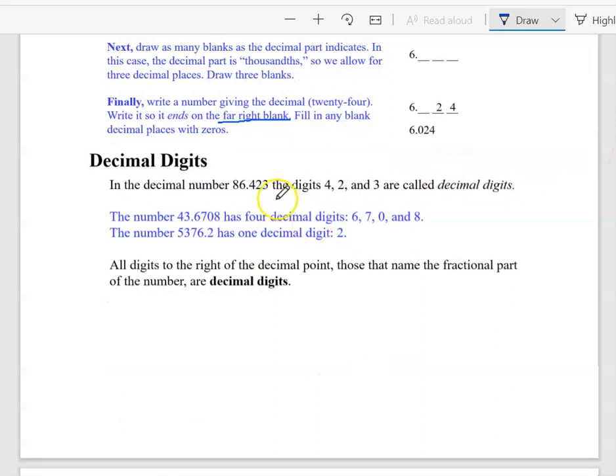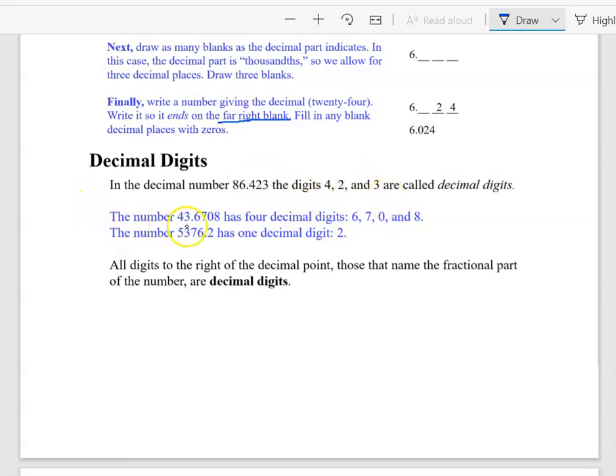In the decimal number 86.423, we would read that as 86 and 423 thousandths, because this is the tenths, hundredths, thousandths. The digits 4, 2, and 3 are called decimal digits.